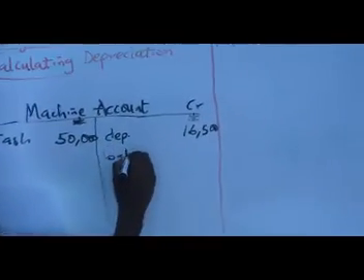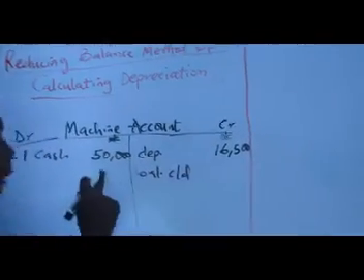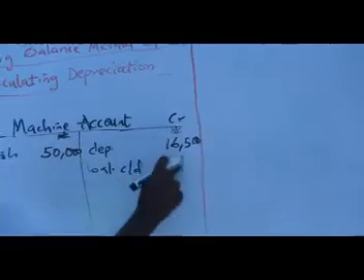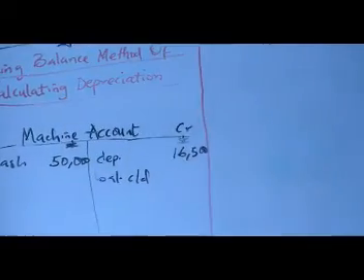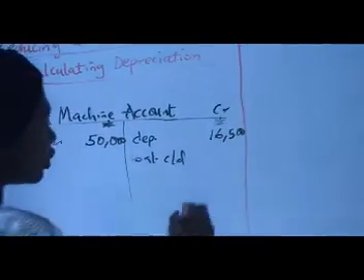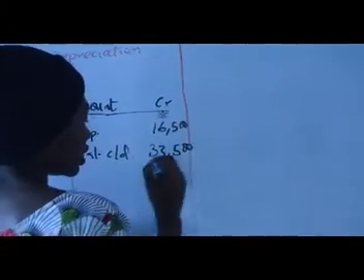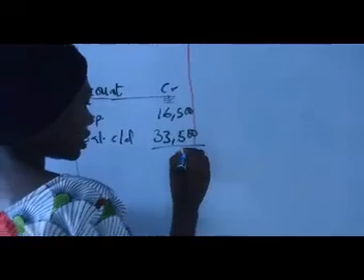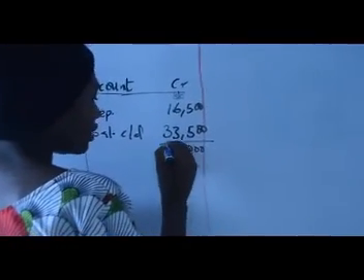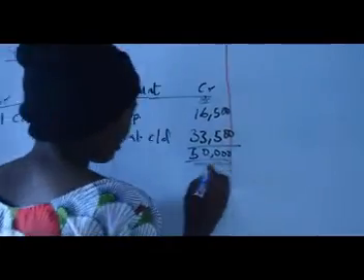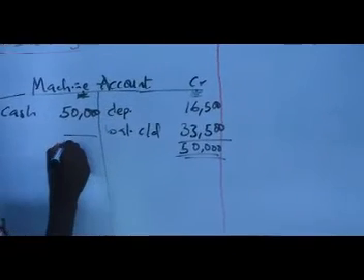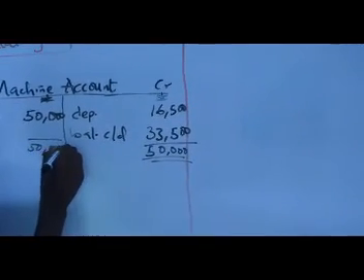So now let's balance our accounts. Our balance carry down means we want to make the balance up to get 50,000. So our balance carry down for the first year will be 33,500 naira. So that if you add this together, we'll be having 50,000 naira. The same here, 50,000 naira.